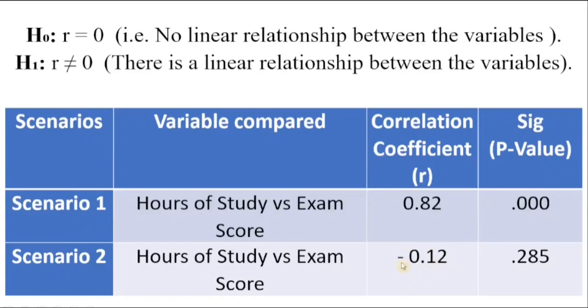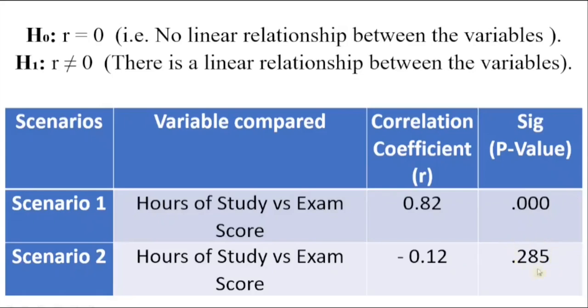This result shows a very weak negative correlation between the number of hours students spend studying and their exam scores. In practical terms, the negative coefficient indicates that as the number of hours students spend studying increases, the lower their exam scores tend to be, indicating a potential drop in exam scores. On the other hand, the p-value is 0.285, which is greater than the significance level of 0.05.